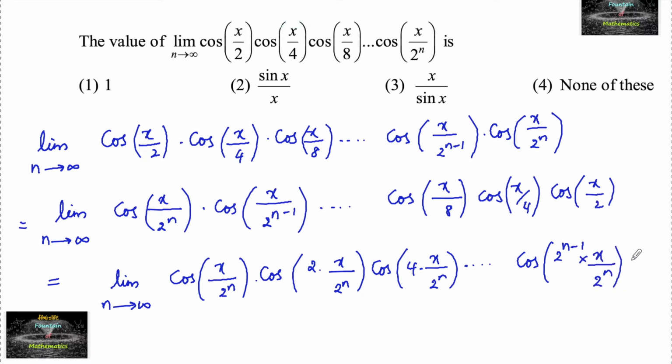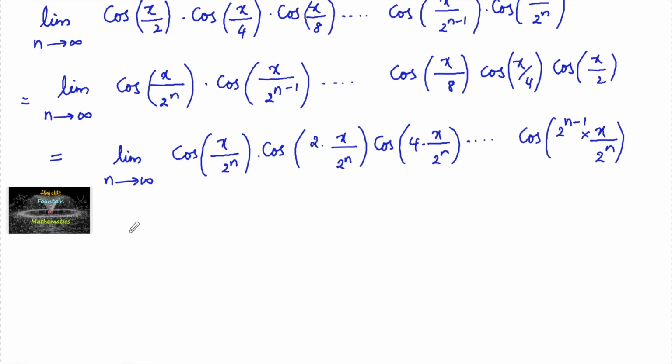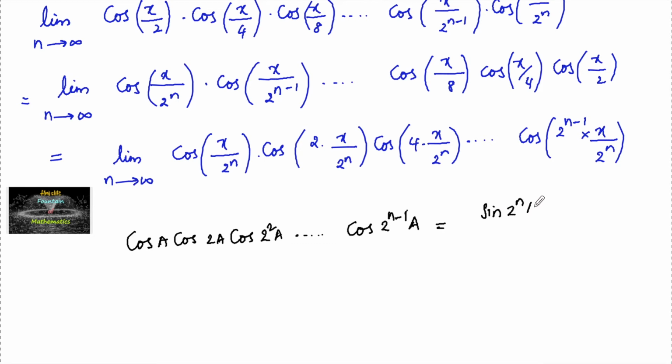Since we know the formula, let me give the formula. Cos a, cos 2a, cos 2 square a and so on up to cos 2 to the power of n minus 1 into a is equal to sin 2 power n a divided by 2 power n into sin a. So this is the formula we had.